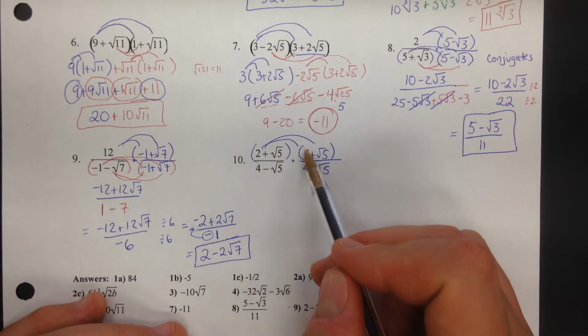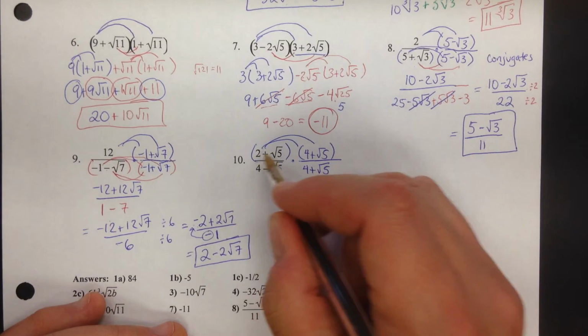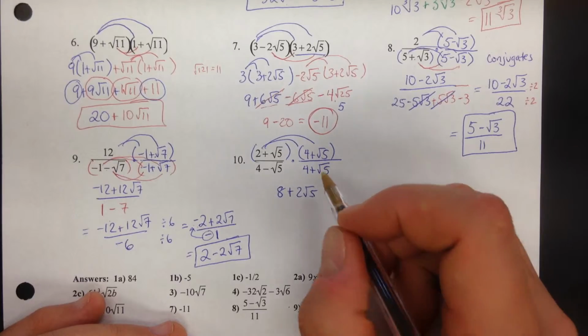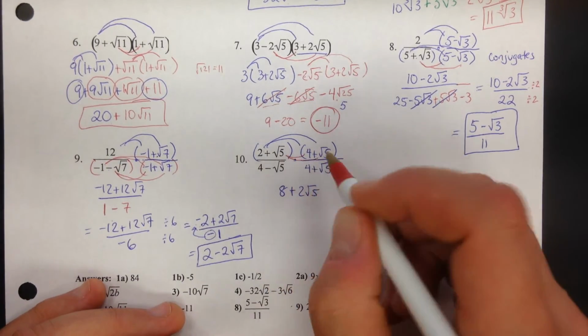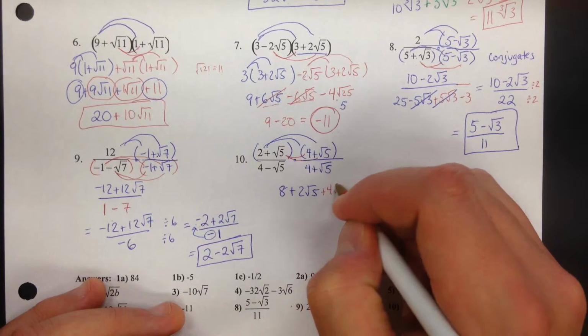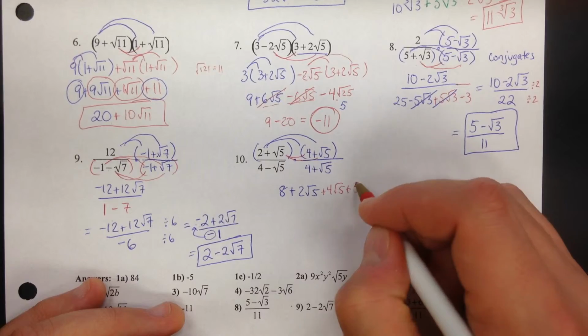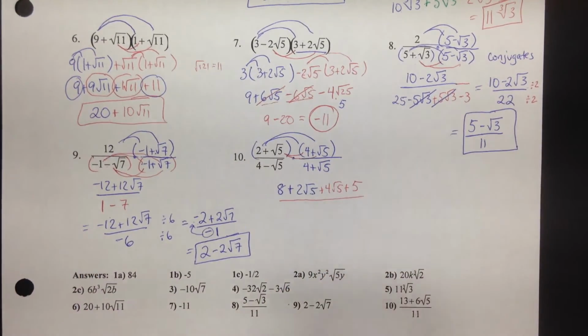So the 2 is going to multiply 4 plus root 5. So 2 times 4 is 8. 2 times root 5 is 2 square root 5. And then we're also going to multiply square root 5 times both of these. That's going to be plus 4 root 5 plus square root 5 times itself, which is just 5. So that's the numerator.